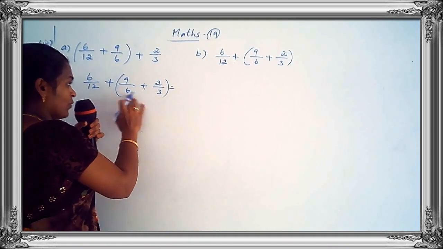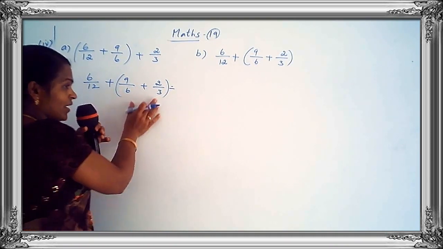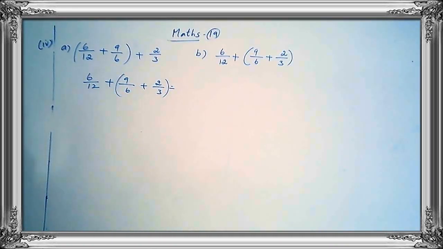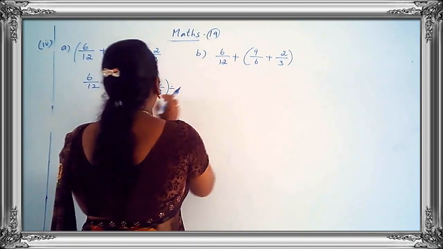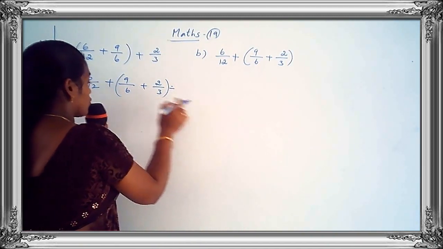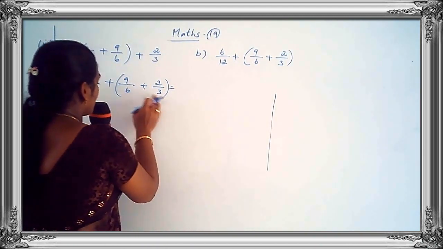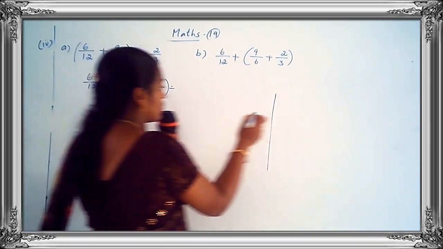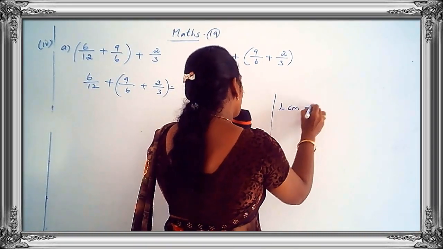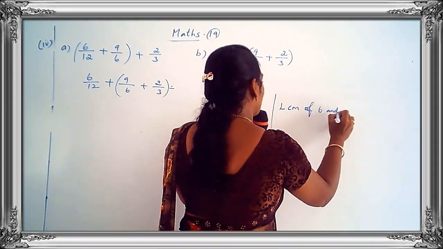Inside, what is there? 9 upon 6 plus 2 upon 3. Okay, here also the denominators are different, so we have to use the LCM method. Okay children, so find the value of 9 upon 6 plus 2 upon 3. Here the denominators are 6 and 3, so find the LCM of 6 and 3.